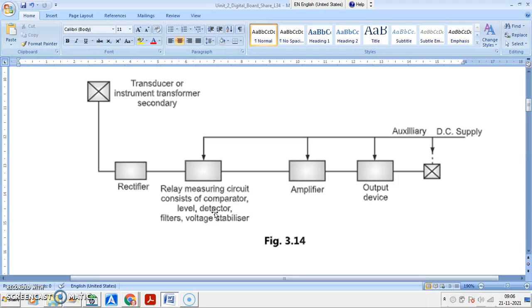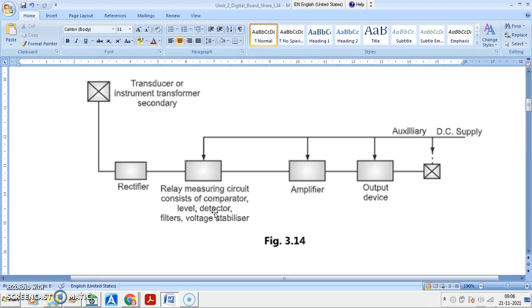High torque: as far as the operating torque is concerned, induction type relays are very small, compact in size, easy to carry, and also economical in cost.